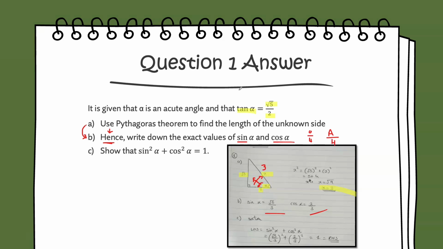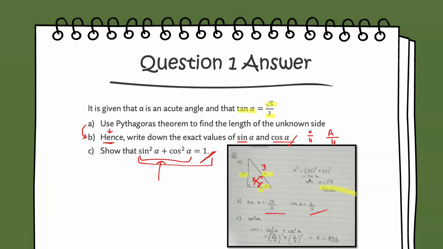Okay, so we've used what we found in part A to answer part B, so that's good. Now the final part is just showing that this is true. We always start with the left-hand side. You can start with the right-hand side on some equations, but there's really nothing we can do with 1. So we start with the left-hand side, and we're going to show that sine squared A plus cos squared A is equal to 1.